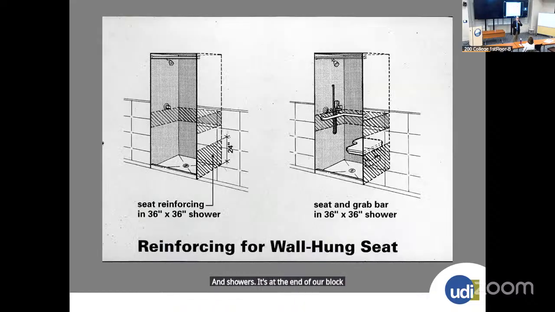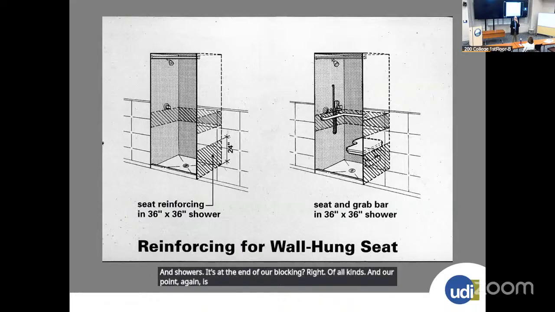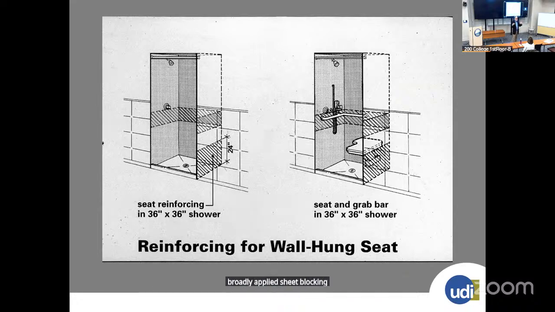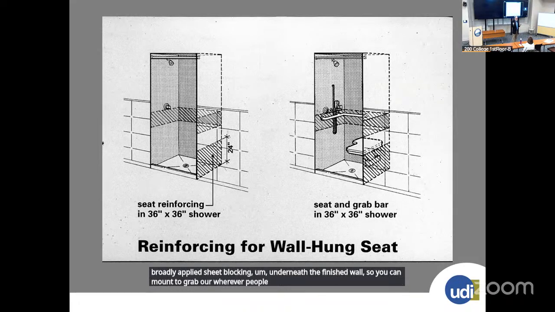Right, of all kinds. And our point, again, is that it's hard to imagine that people will just need grab bars in those locations. So we always recommend broadly applied sheet blocking underneath the finished wall, so you can mount a grab bar wherever people need them, not in this narrow band. On the one hand, on the other hand, this is where you can come in and use your experience.